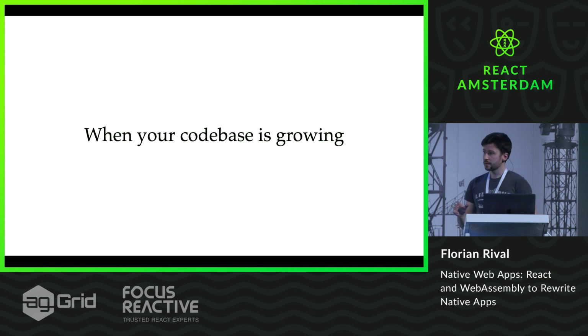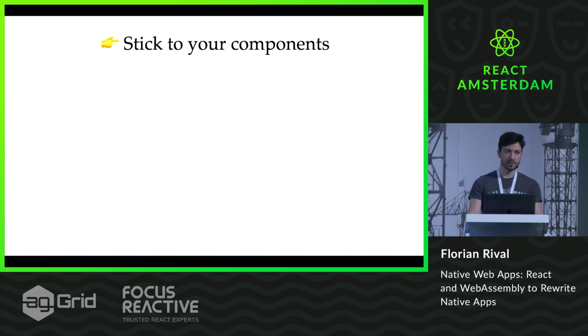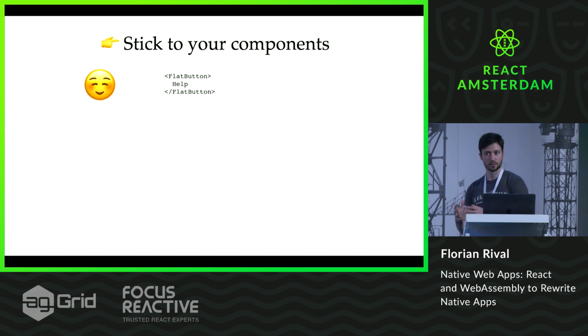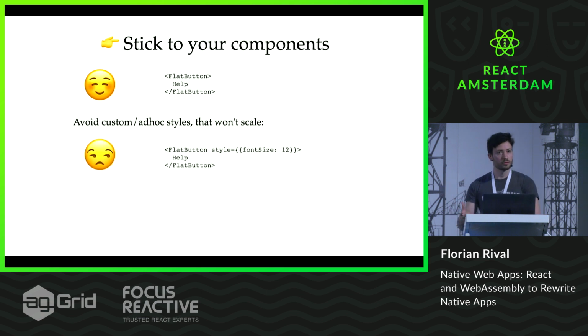At some point, your code base is growing, and things are starting to be harder to maintain. So here are a few tips that I found useful in my project. The first thing is to stick to your components. For example, if you have a help button in your project, you might at some point change it so that it's smaller than other buttons. You could add a style to it, and you're done.